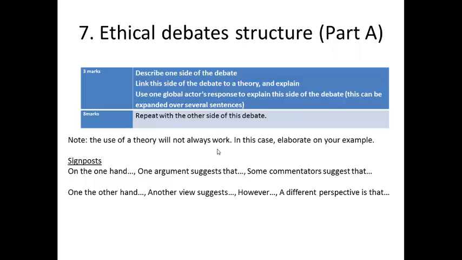Will they give us a debate or do we get to choose? We don't know. It could be either. That's why we need to be able to write about each of the debates.